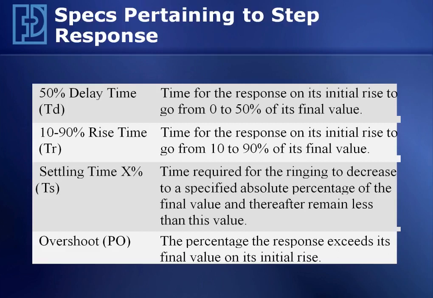The specs that we can look at on the step response include the 50% delay time, and that's the time it takes for the response on its initial rise to go from 0 to 50% of its final value. We can look at the rise time, the time of the initial rise to go between 10 and 90% of the final value. We can look at a settling time to a specific percentage, and that's the time required for the step function to reach and stay within a certain percentage of the final value. And finally, we can look at something we call the overshoot, and that's the percentage that the step response exceeds its final value on the initial rise.